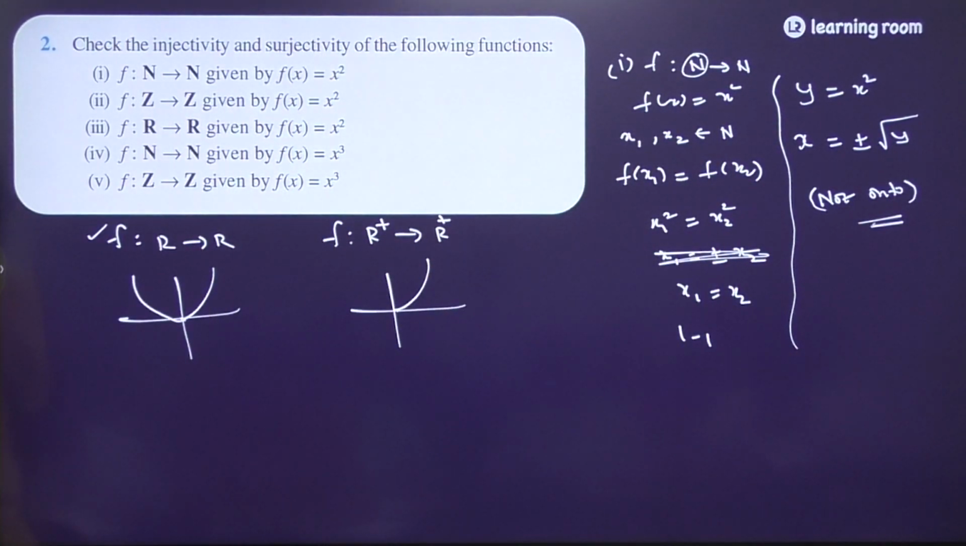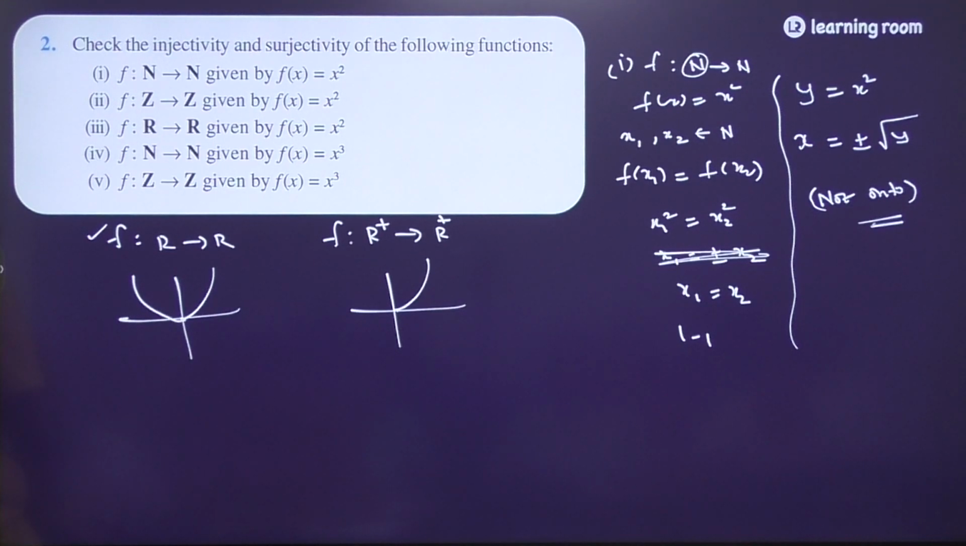So injectivity is another name for one-one. See, if you look at the first 3 questions, all 3 are the same functions, but what has changed? The domain and the codomain set. So tell me what will happen in the second case. Function is mapped from Z to Z. f of x is equal to x square.